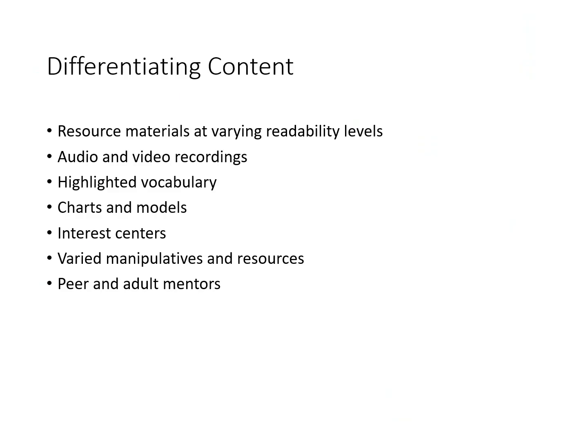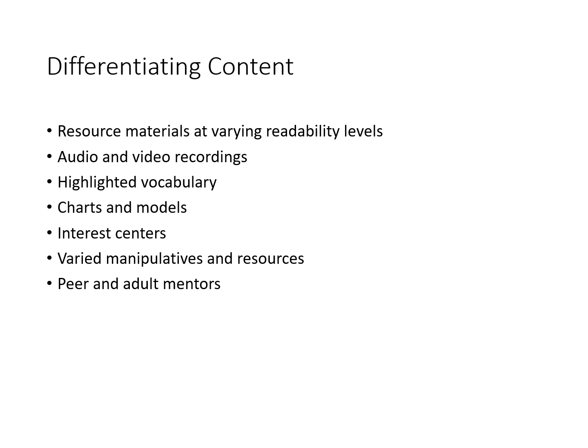So again, differentiating by content, to go back to the first one, you can give them different resource materials at different readability levels. So they could be studying the same thing, but you might know that one group is only at a 3rd grade reading level and another group is at a 5th grade reading level. When you give them different books at different reading levels, that's called differentiating content. You could give them audio and video recordings to help struggling students. That's also differentiating content. You could give the struggling students highlighted vocabulary words, whereas others have to find the vocabulary word and the meaning. That would be differentiating content.